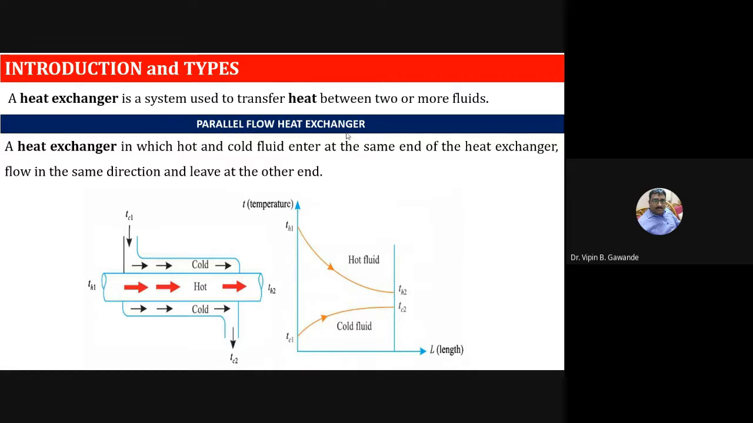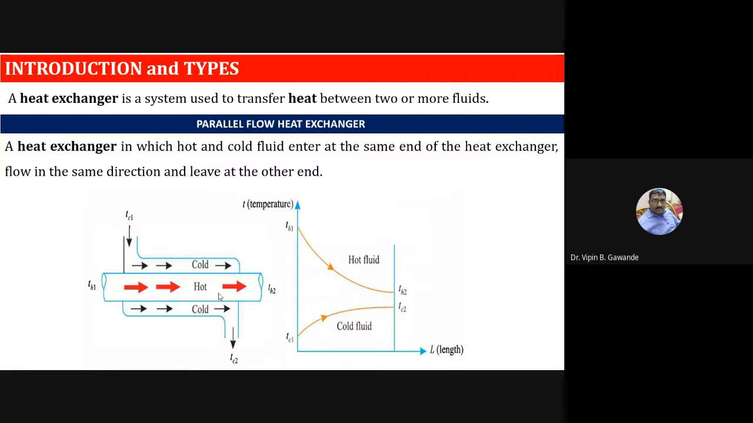One is called the parallel flow heat exchanger. In this case, the hot fluid and the cold fluid enter at the same end of the heat exchanger, flow in the same direction and leave at the other end. TC1 denotes the initial temperature of the cold fluid, and after gaining heat from the hot fluid, the temperature increases to TC2, the outlet temperature for the cold fluid.